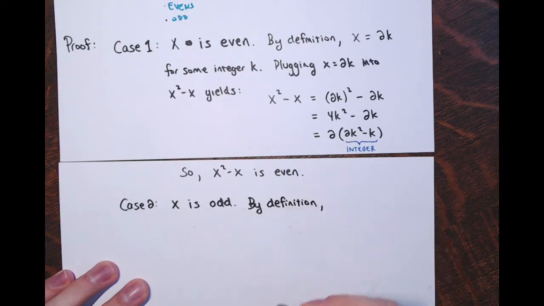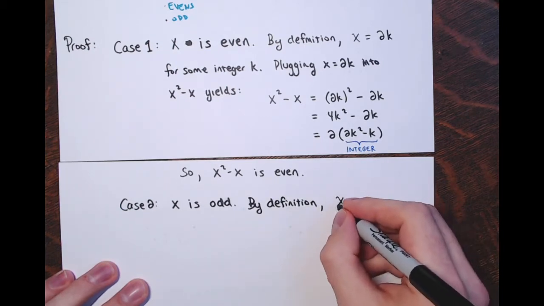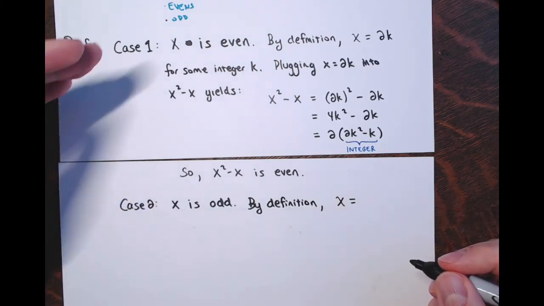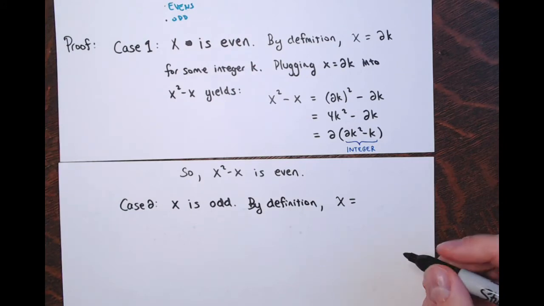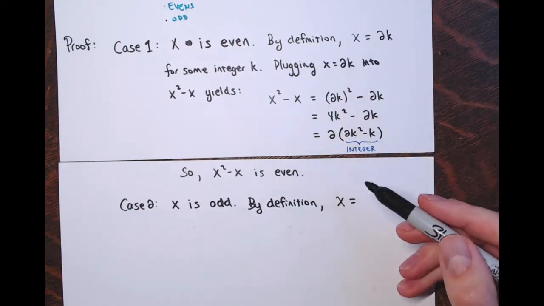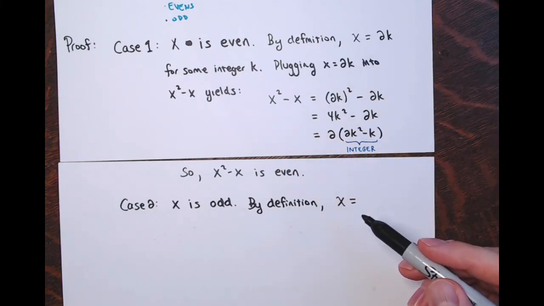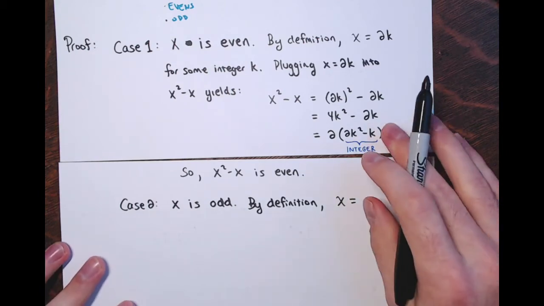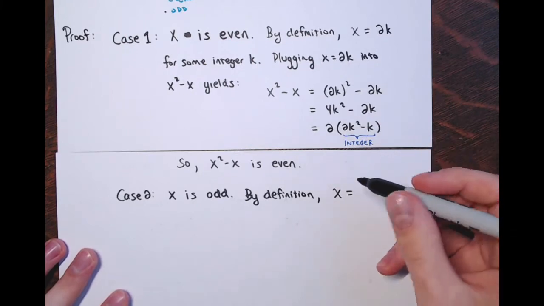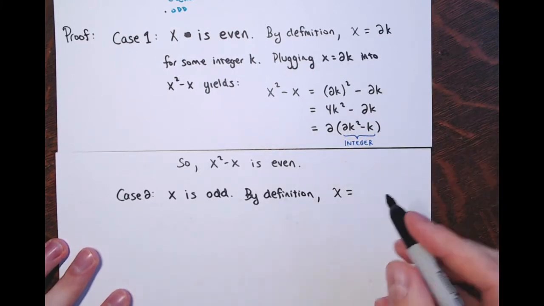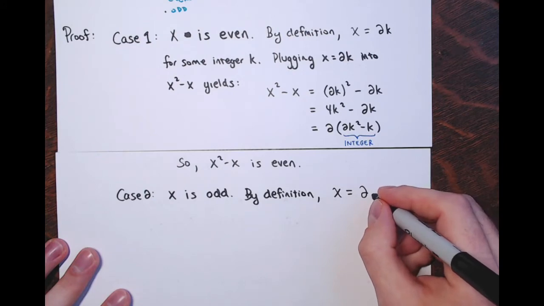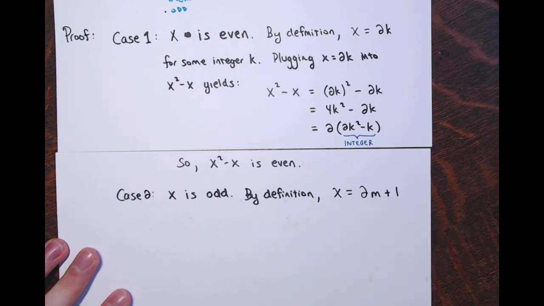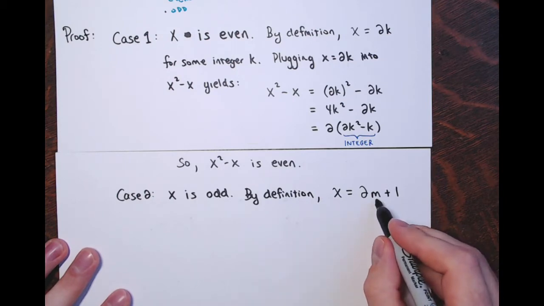by the definition of oddness, x can be represented by, now since this is a separate proof, you can think of each case as a separate proof within the proof. I could use k again. Normally I wouldn't use the same letter twice, but because it is a separate case, a separate proof, I can use k again if I want to, but just to avoid confusion, I'm going to use a different letter for the integer here. So x is odd by definition. x equals, say, 2m plus 1. Remember, it's a multiple of 2 plus 1. Any odd number can be expressed that way for some integer m.